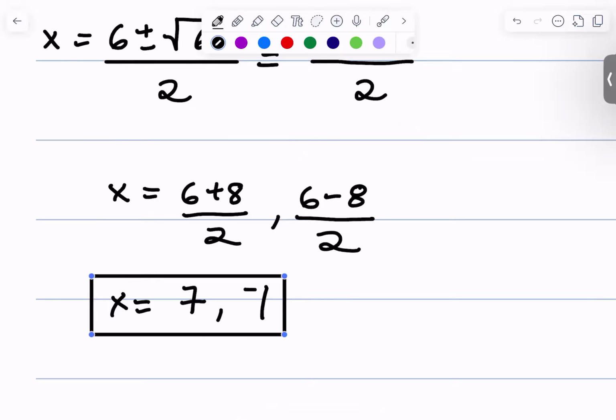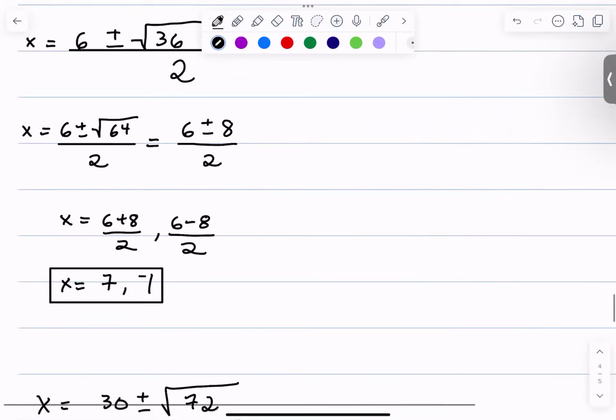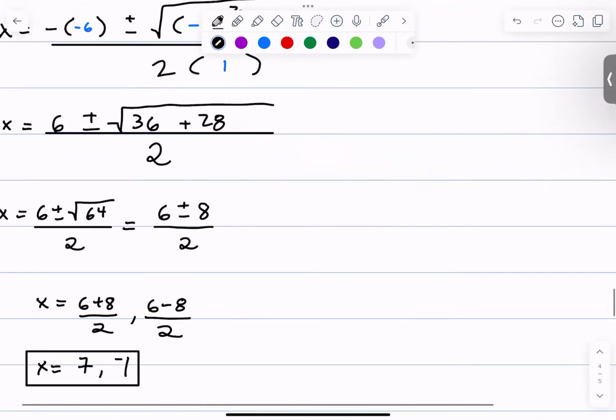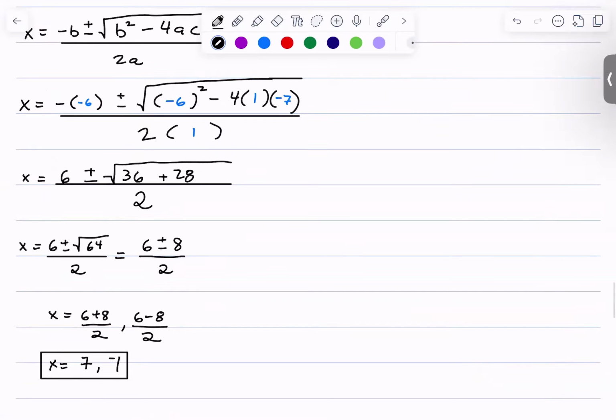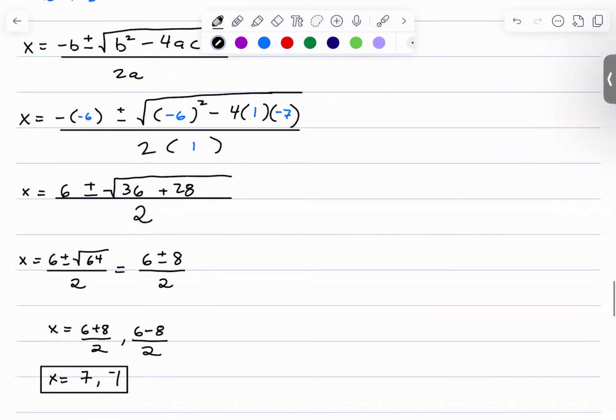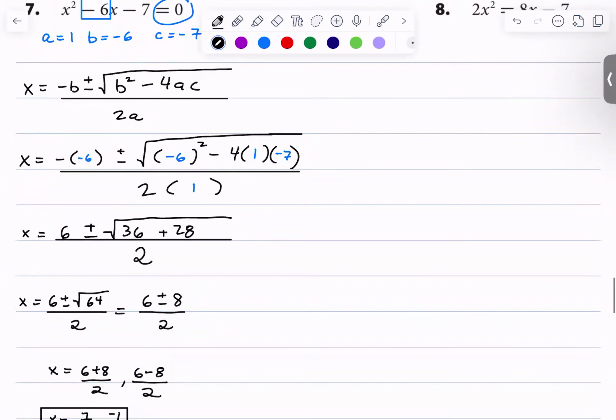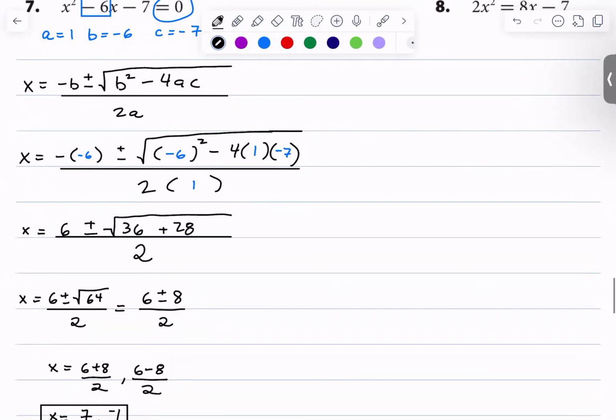Okay? Questions on this problem here? What are they? No? No questions? We're good, right?